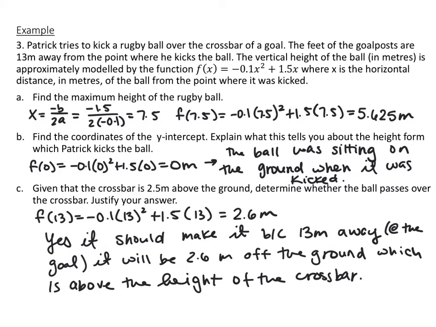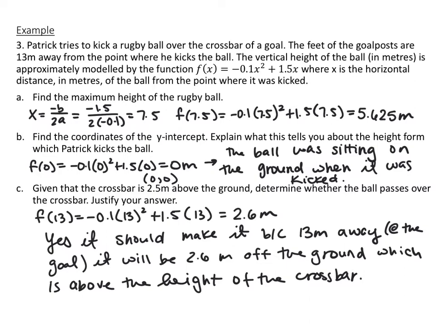For part B, find the coordinates of the y-intercept. So I plugged in 0 for x and I got 0 meters. So the coordinate point would be (0, 0). And what this means is that when he kicks the ball, it's sitting on the ground. It doesn't have any initial height.